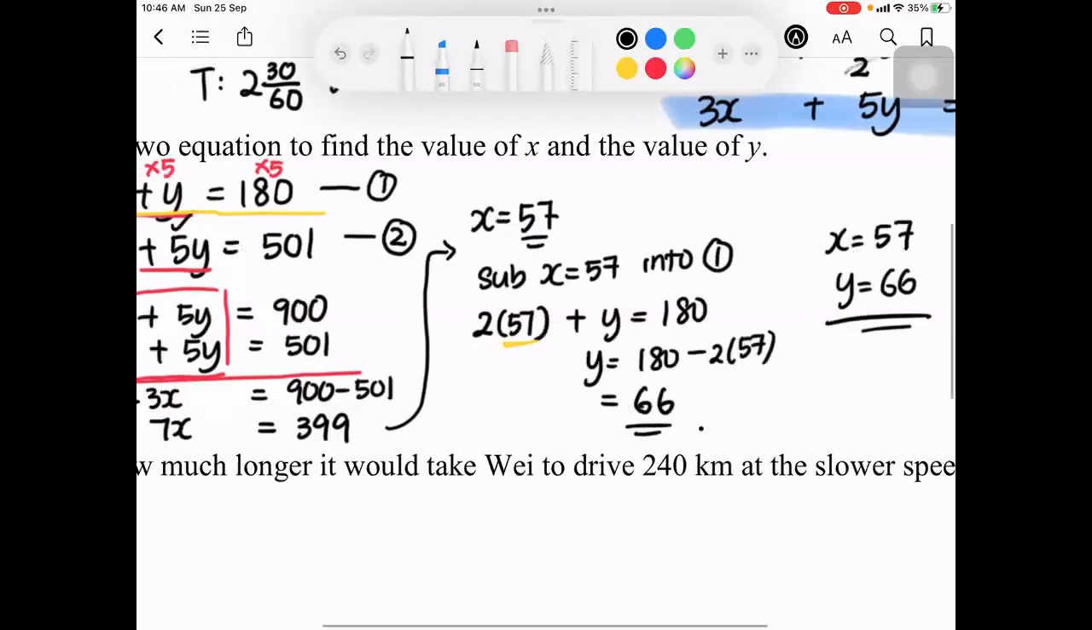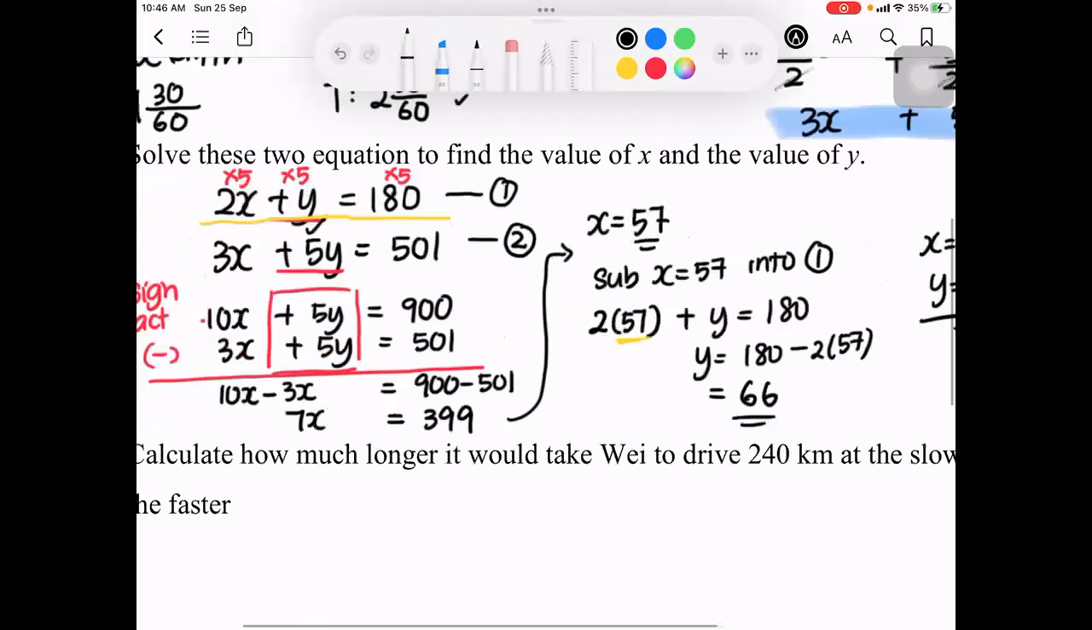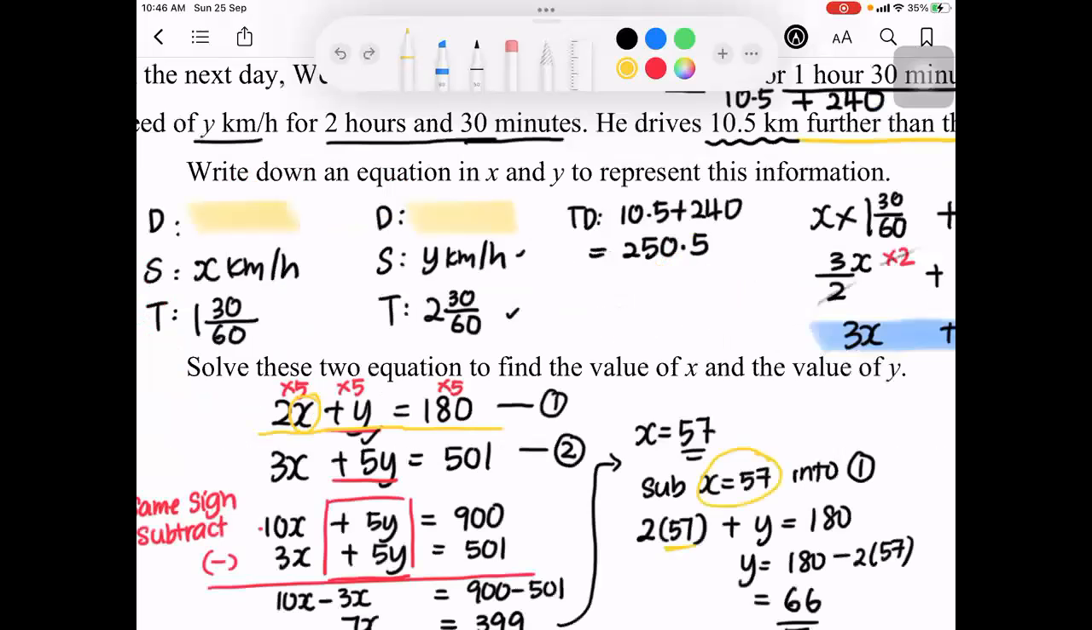Anyone don't understand which part you need me to explain again? Is it okay? So how do you get 2x plus y, like from the start? Oh, I substitute the x, right? The x is 57, right? I put inside this equation. It's equation number 1, the first one. So 2 times the x, now this x changed to 57. Where you get the 2x plus y equals to 180, that is the first one.